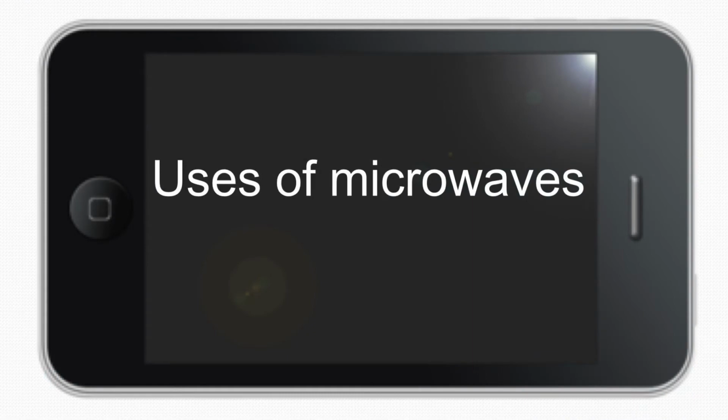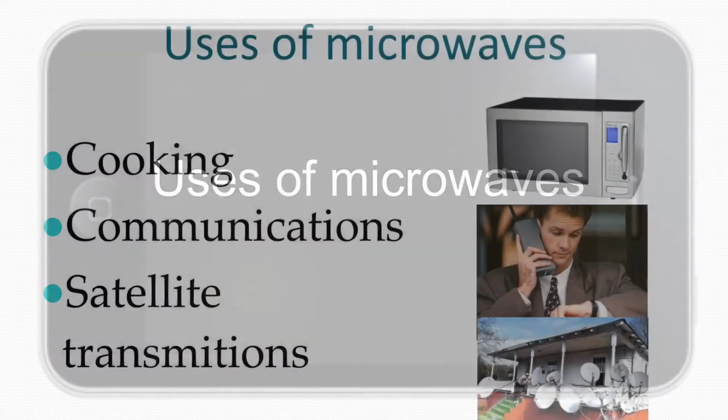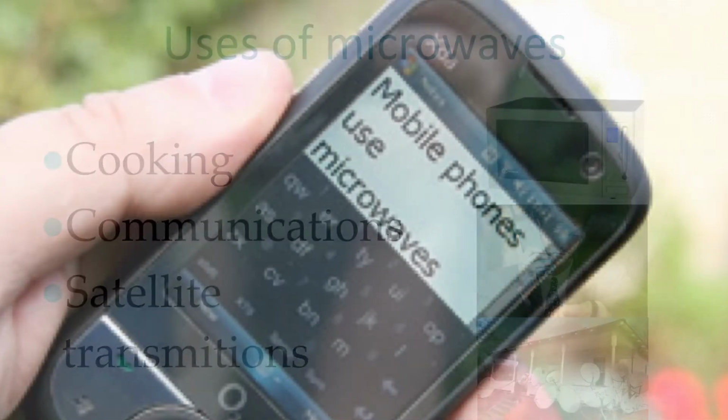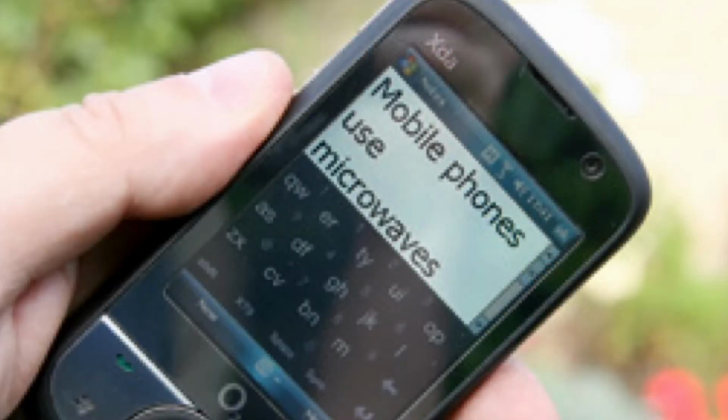Next up we have microwaves. We've already seen how microwave ovens can be used for cooking to heat up food and light bulbs, but they're also used for communications. Microwaves are used in mobile phones and they're also used for satellite transmissions. Pause the video now while you write down the uses of microwaves and these three things. Try and remember that mobile phones use microwaves rather than radio waves. People often get the two confused.